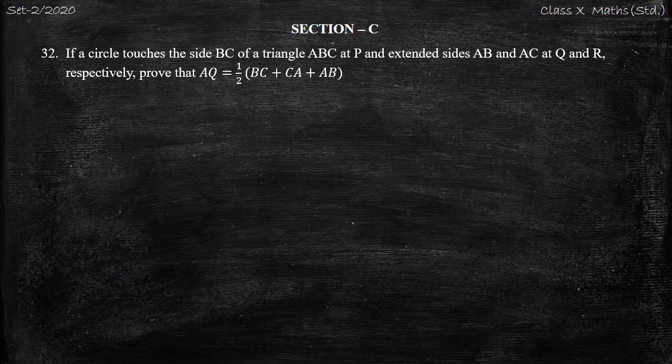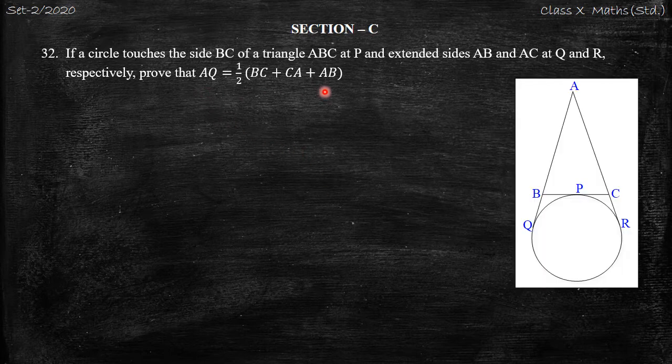This question is on circles and tangents. We need to prove... okay, let me show you a diagram to illustrate the question. Here it is. We need to prove that AQ equals half of BC plus CA plus AB, that means the semi-perimeter of the triangle. Okay, this we want to prove.